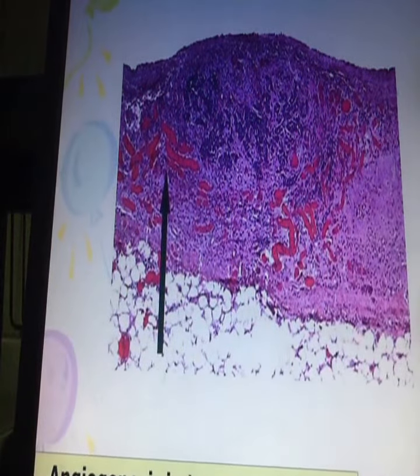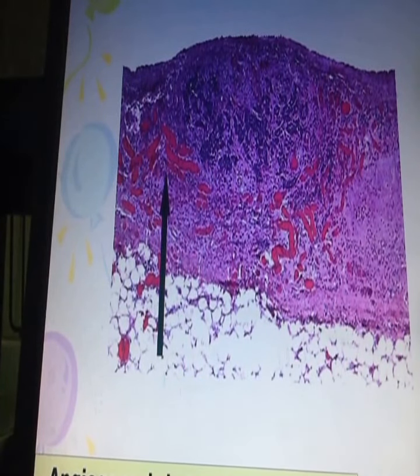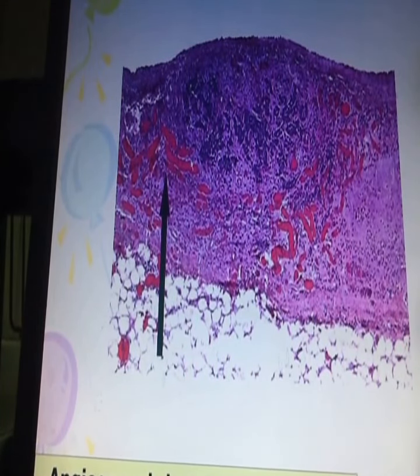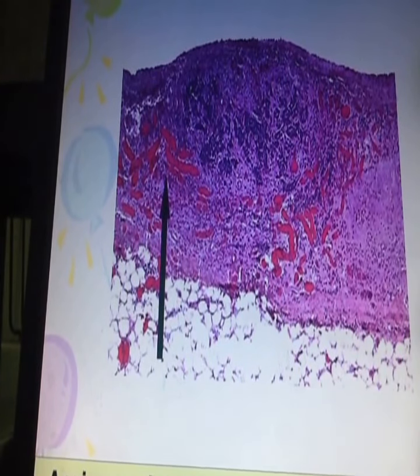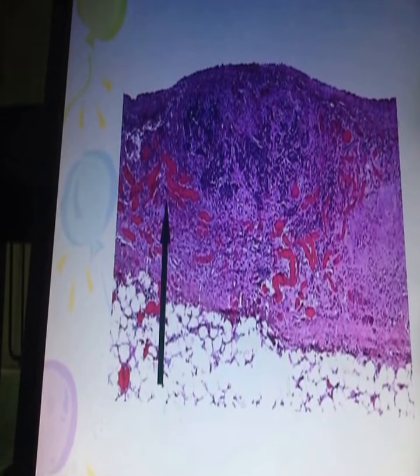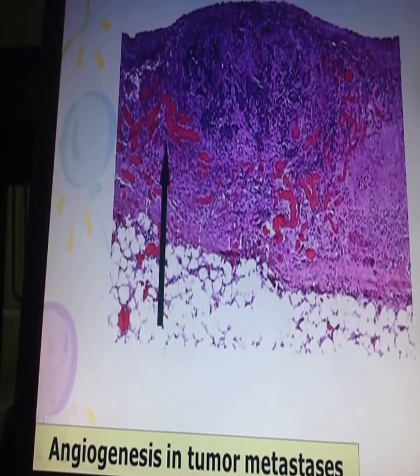Now, this image shows what we call angiogenesis in tumor metastasis. Not only the primary tumor, even if the tumor metastasizes, it will form new blood vessels surrounding the malignant cells in order to nourish and complete its growth. So in order to grow, it needs blood supply, and this blood supply will develop surrounding even the metastatic nodules.